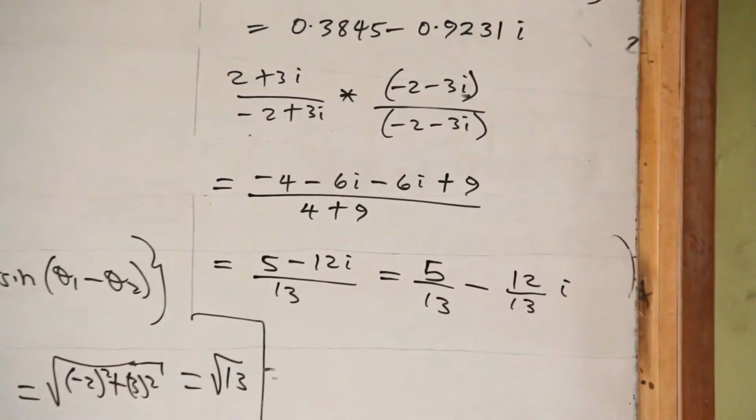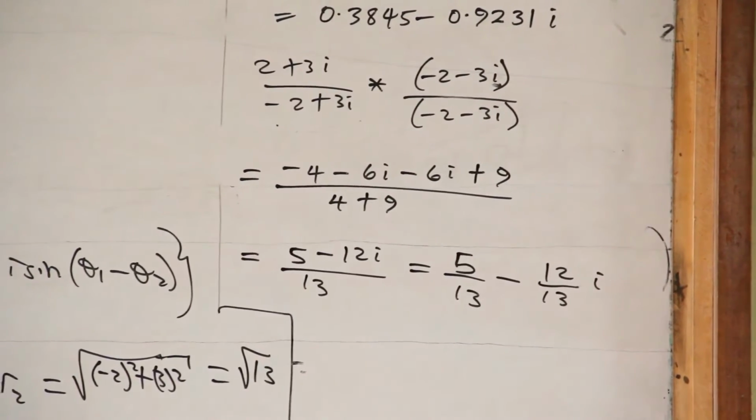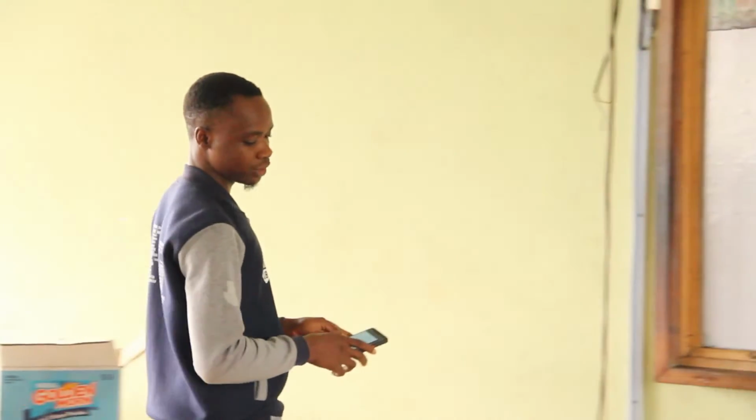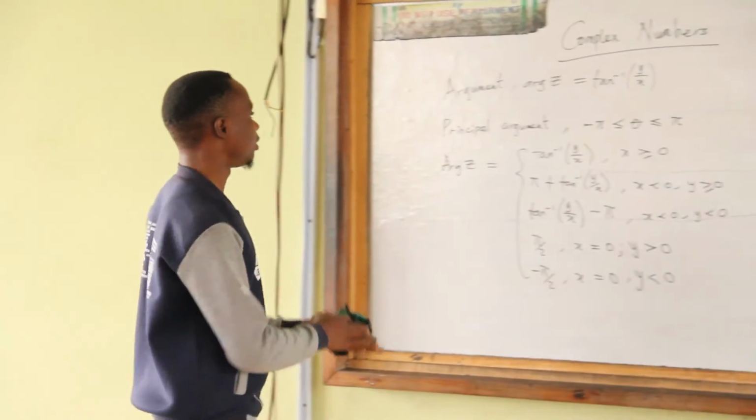Alright, so that's that about that. Let's move on to the next section. You can do the others the same way, so there's no issue with this. So we talk about exponential representation of a complex number. Exponential representation.